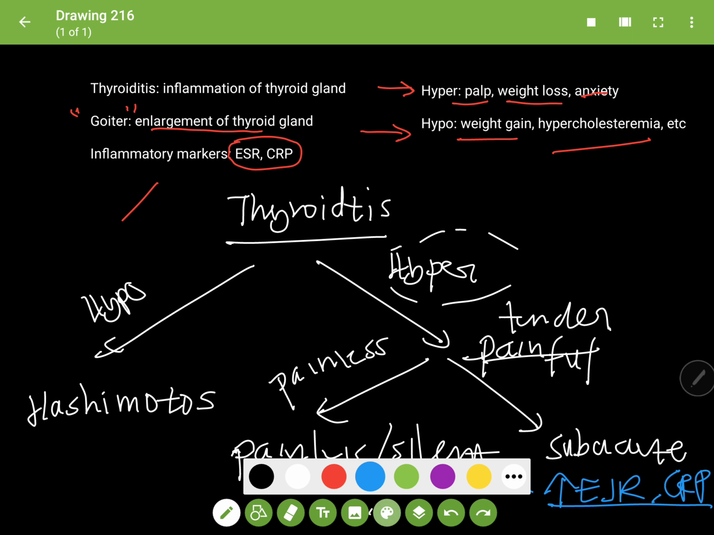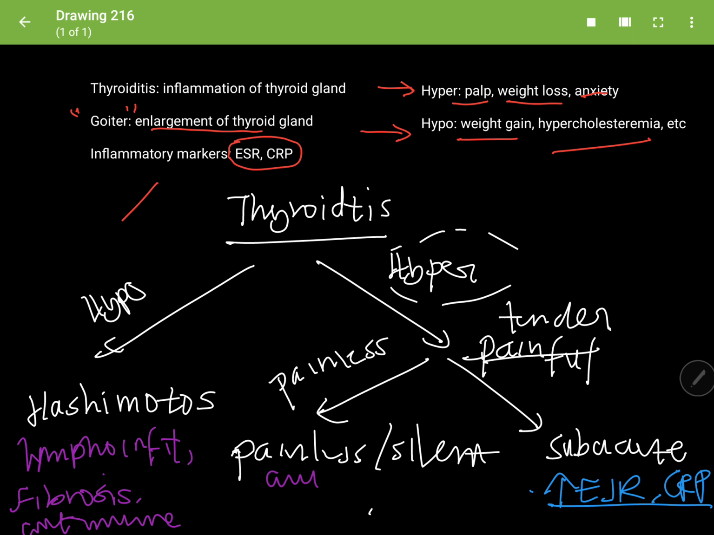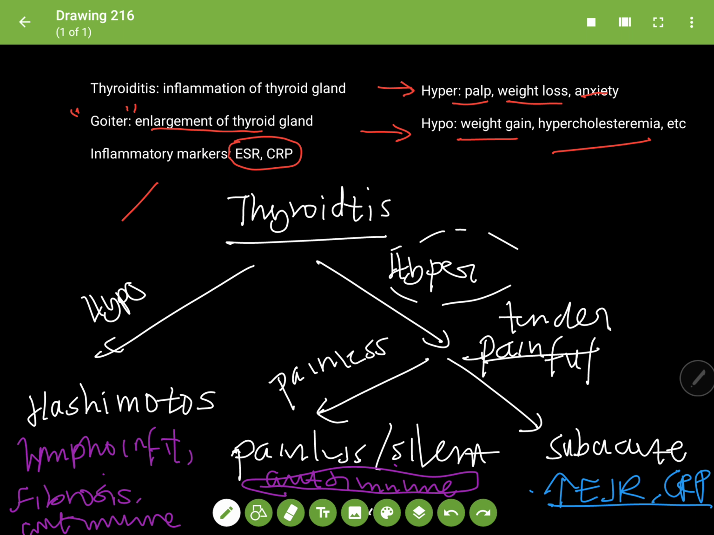And remember that in Hashimoto's, you have lymphocytic infiltration and fibrosis, and it's an autoimmune disease. Painless or silent thyroiditis is also autoimmune. And subacute is post-viral.